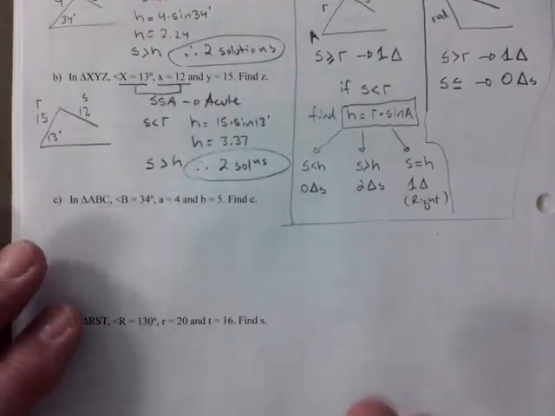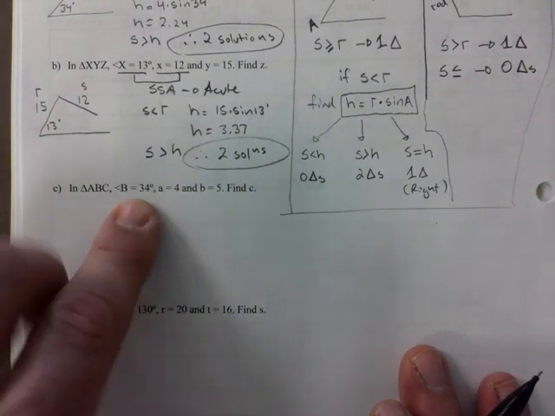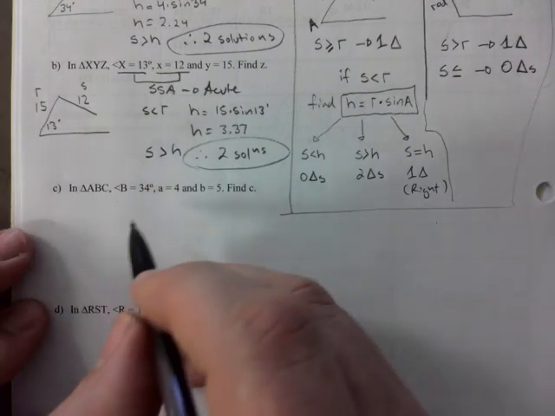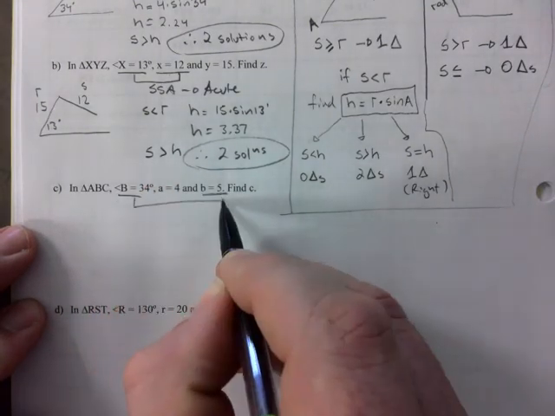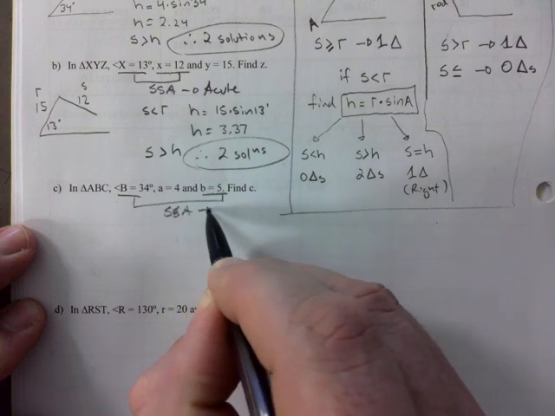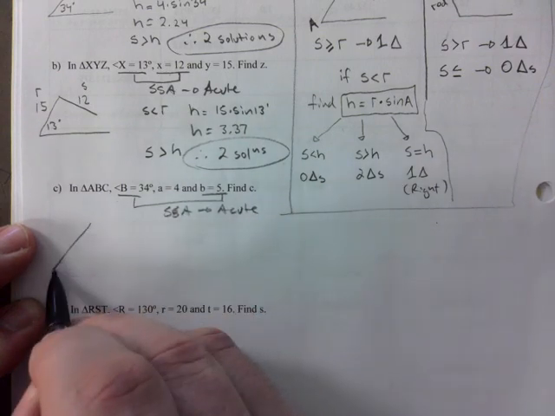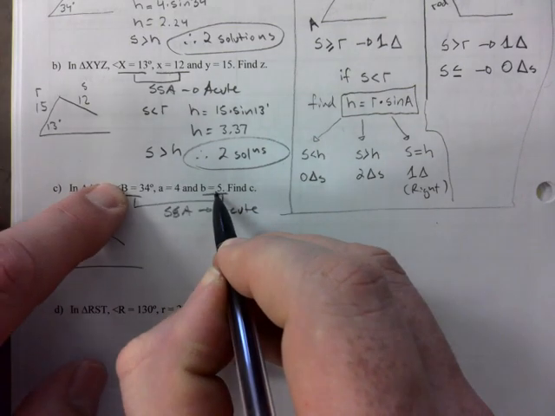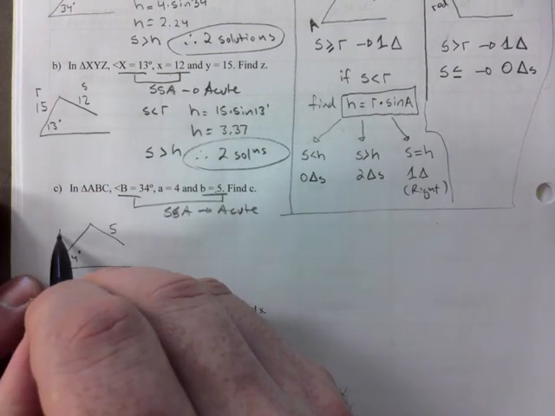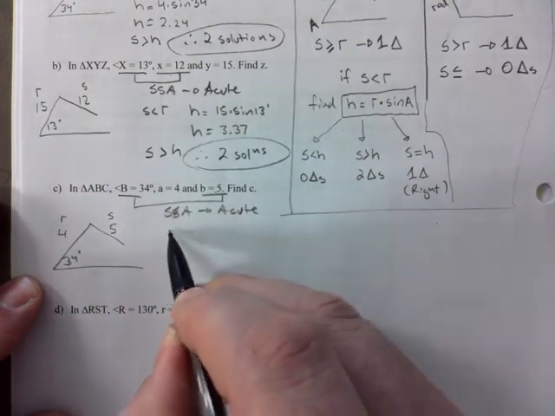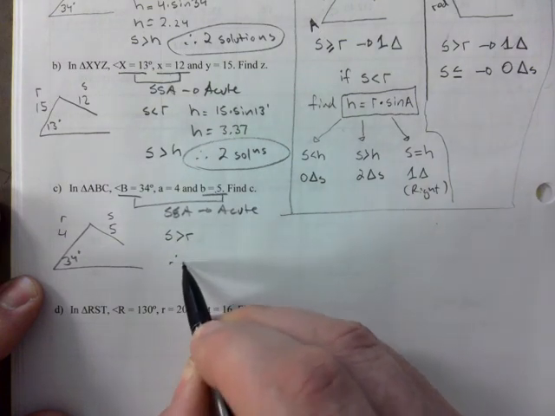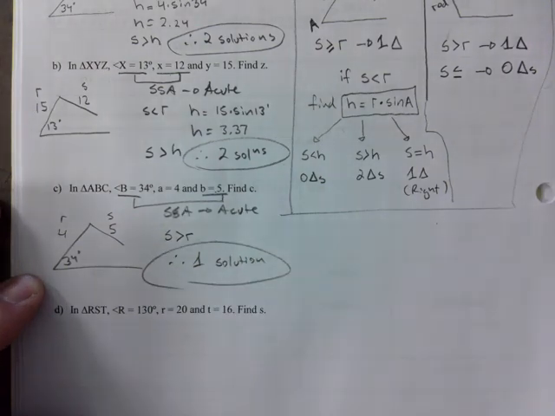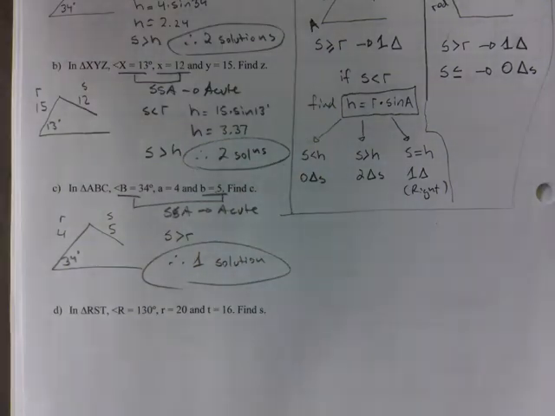One more? I see a pair. String is greater than the rod here. You notice that? So because of this, it's SSA. It's still acute. So if you did your diagram, B is across the angle you're given. So it's 5 and 4. This is the rod. This is the string. String is greater than rod, therefore one solution. That's it. Don't bother finding the height there.